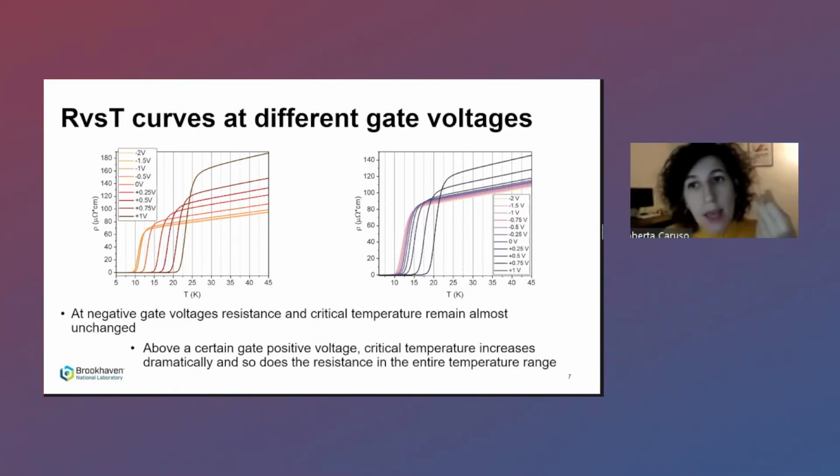Then, when we go above a certain positive gate voltage value, the critical temperature increases dramatically. At the same time, the resistance increases dramatically as well in the entire temperature range. The curves here are up to 45 Kelvin for clarity, but the R versus T curve is a straight line up to room temperature.